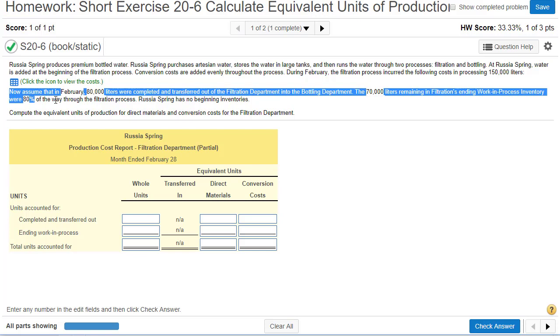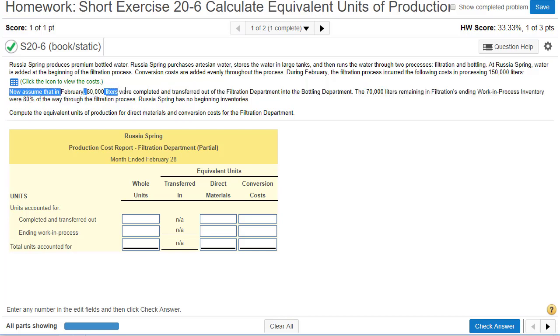All right. Now assume that in February, 80,000 liters were completed and transferred out of the filtration department and then into the bottling department. So this number is the amount of units completed and transferred out. So we got 80,000 units.